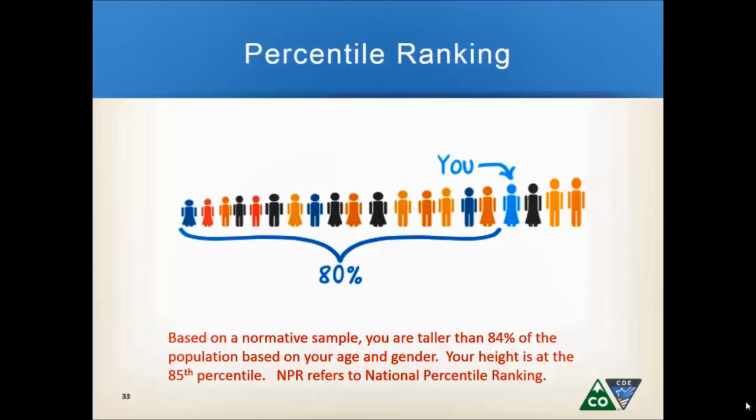Now, if you're at the 85th percentile ranking, that means 84% of the typical population is shorter than you and 15% of the typical population is taller than you. A percentile ranking compares you to a normative sample. That normative sample is of similar gender and age.